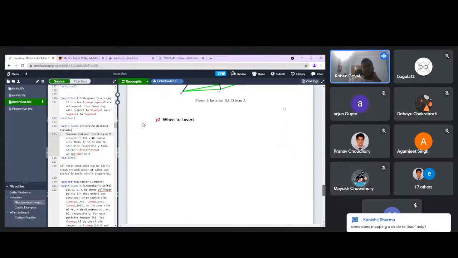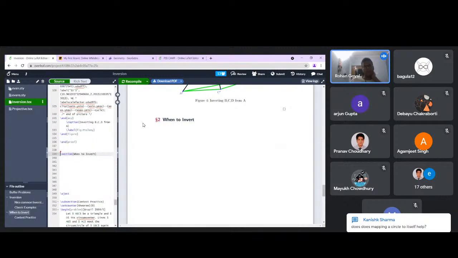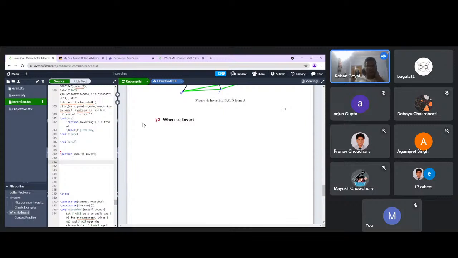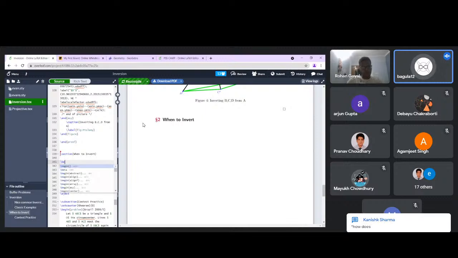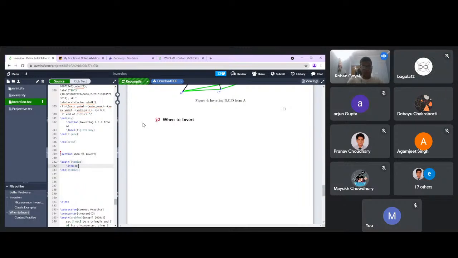Can anyone tell now when we should invert? Or anything that you've noticed on when inversion is good? One point is very clear: when a circle passes through the center of inversion, it goes to a line. So this is a very important thing. When you have many circles or you just don't know what to do, let's invert. There is not much to prove in the original problem, so you try to invert.